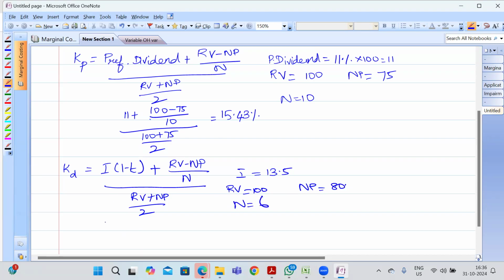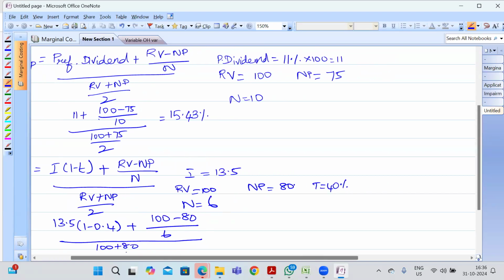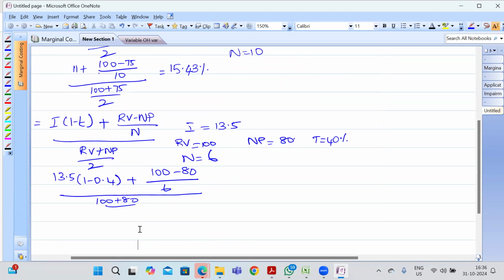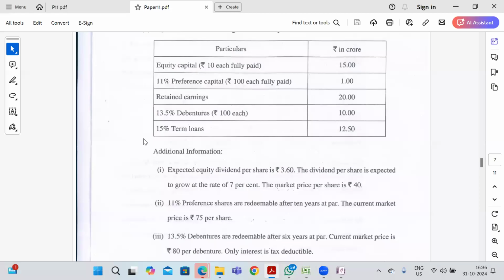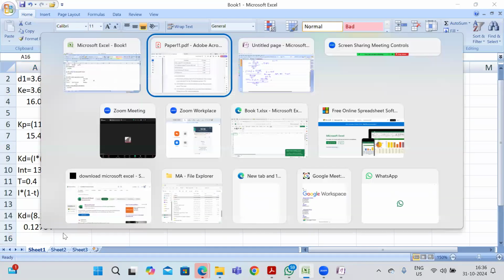So I'm substituting the values. So 13.5. Here tax rate is 40%. That is also mentioned in the question. So 1 minus 0.4 plus RV, that is 100 minus 80 divided by 6. The entire thing divided by 100 plus 80 divided by 2. So I will be getting 0.12704, that is 12.70 percentage.